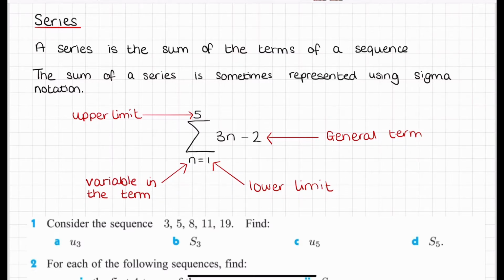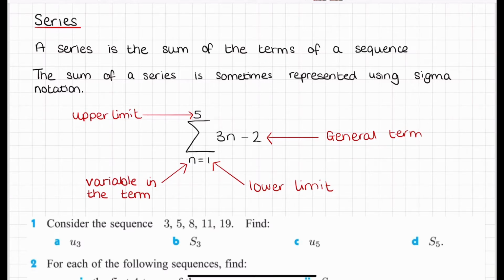Now, the number at the top, the 5, in what I've got written here, is the upper limit. So that's where we will stop. The number at the bottom is the lower limit, and sometimes you may see a variable equals the lower limit. Sometimes it will just have the number. They mean the same thing. If it's got a variable, it just means that the variable is starting at that number and it's going to the number at the top of the symbol.